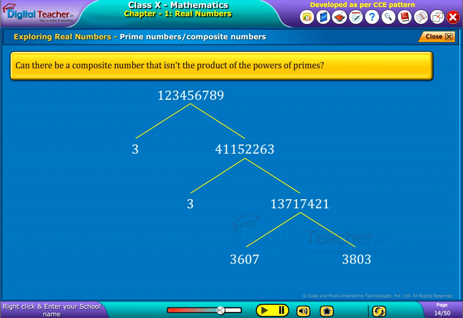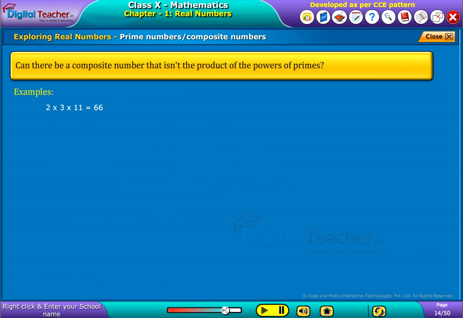Here the numbers 3803 and 3607 are primes. By this we can prove that a composite number can be written as the product of primes. Here are some examples as shown on screen.